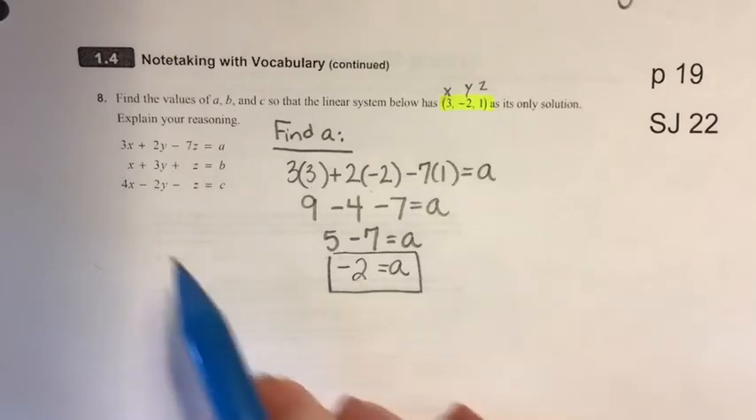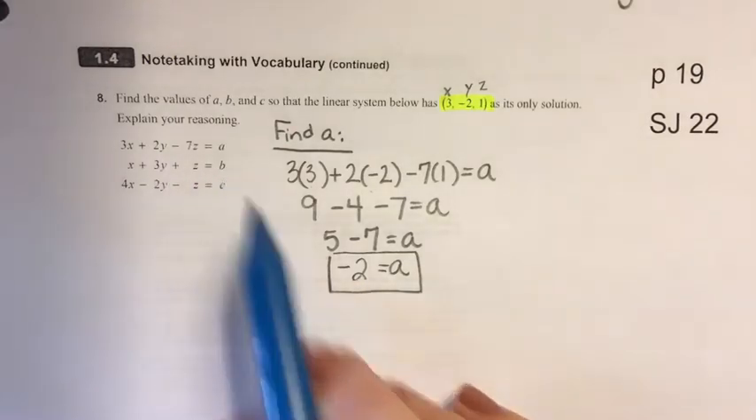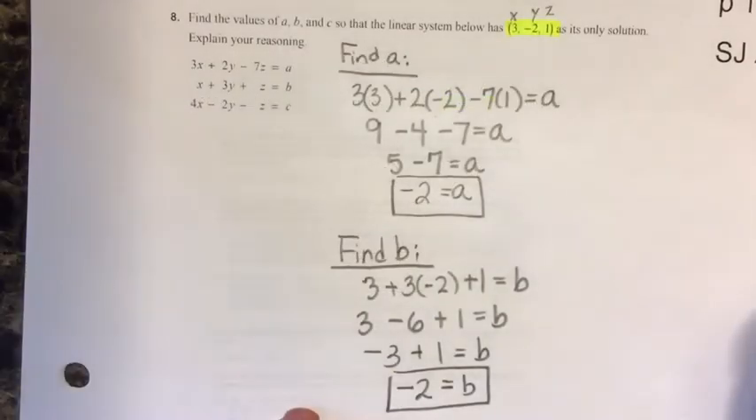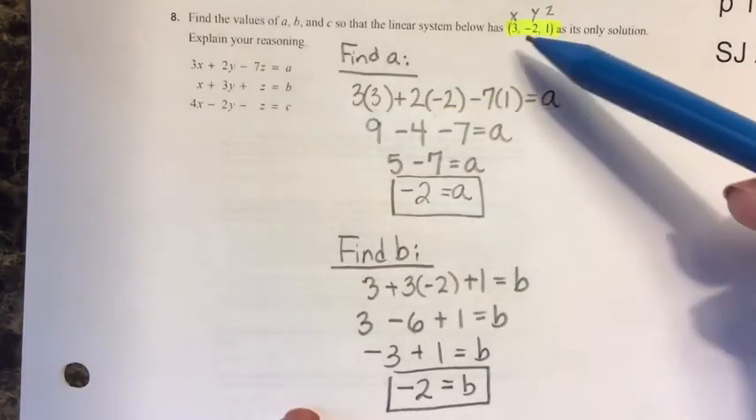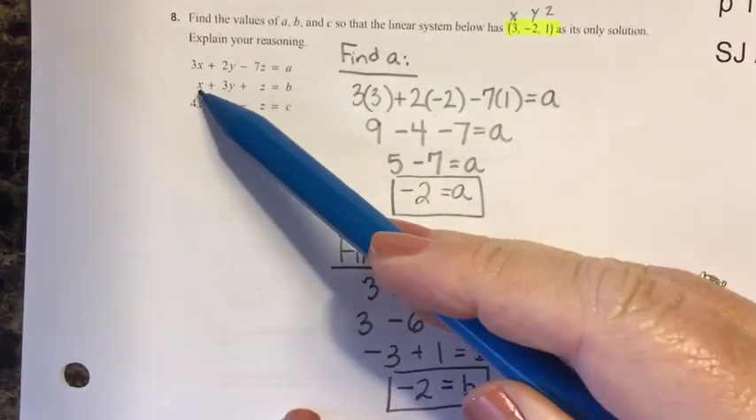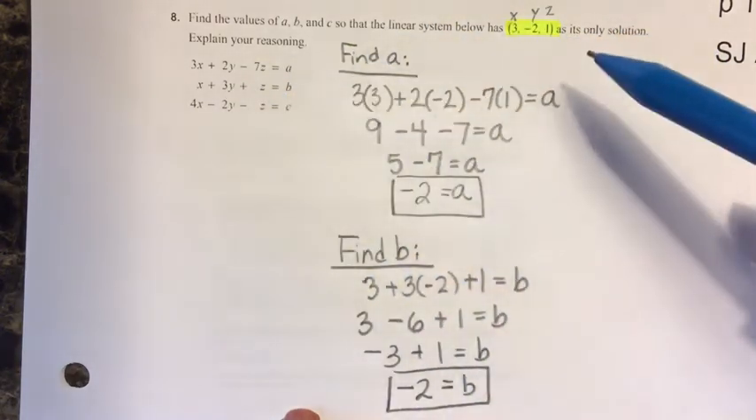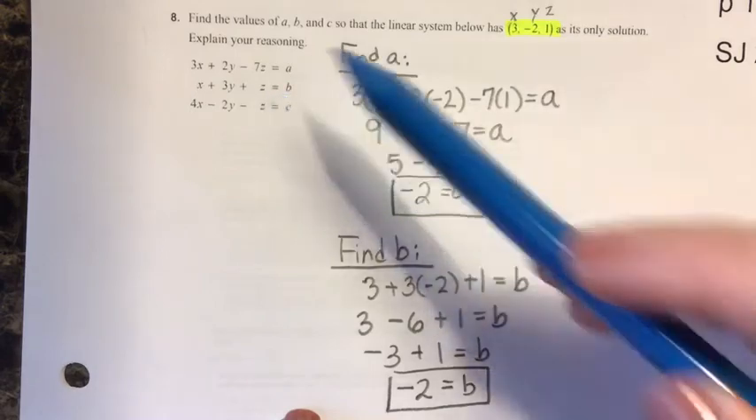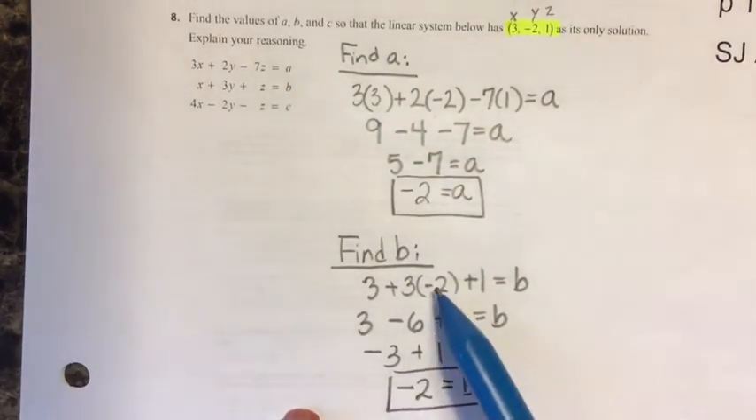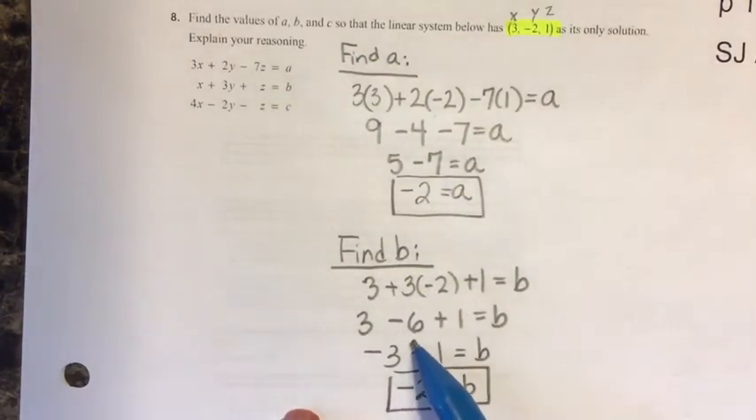Now if you'll do the same thing for letter B, find B please. For letter B, I substituted 3 in for x, -2 in for y, and 1 in for z. You can see that here. I did order of operations and multiplied. I subtracted these first two, then I added and got B to be -2.